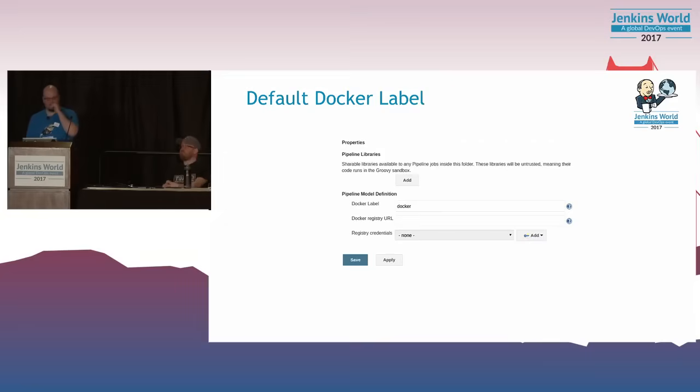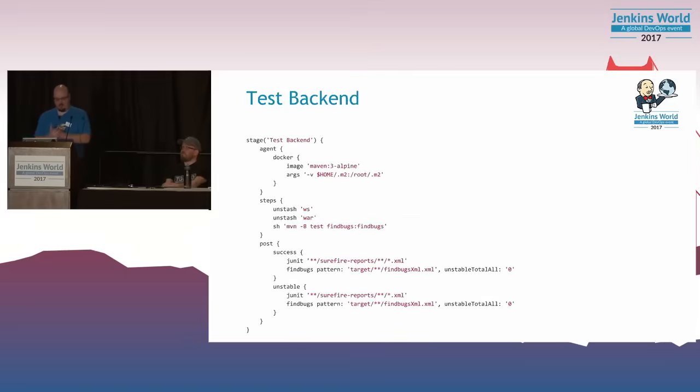So this is the configuration page for the multi-branch pipeline itself. You can specify the default label there. You can specify a default registry to use. And what this means is that Jenkinsfile authors don't need to worry their pretty little heads about how Jenkins is configured by the admins. So they only need to say, I want to run on Docker, and then it's configured behind the scenes, so you don't need to have too much stuff in your Jenkinsfile. Okay, testing the back end.